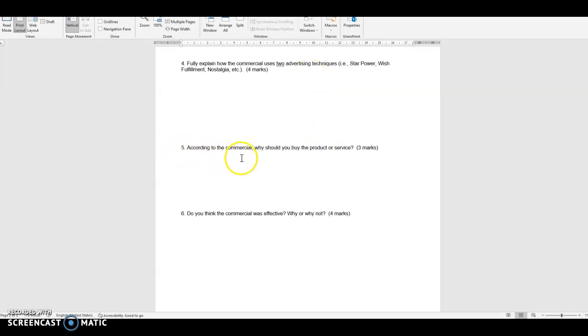Number 5, according to the commercial, why should you buy the product or service? So simply put, what is the reason that the commercial is giving for why you should buy this product, or if it's a service, why you should buy this service? You should be able to summarize that in 2 to 3 sentences here.